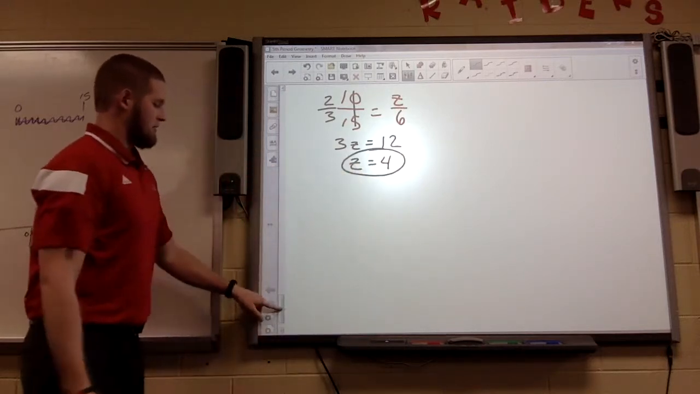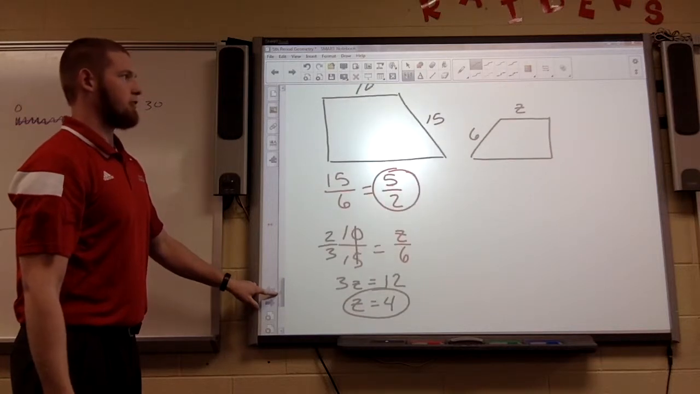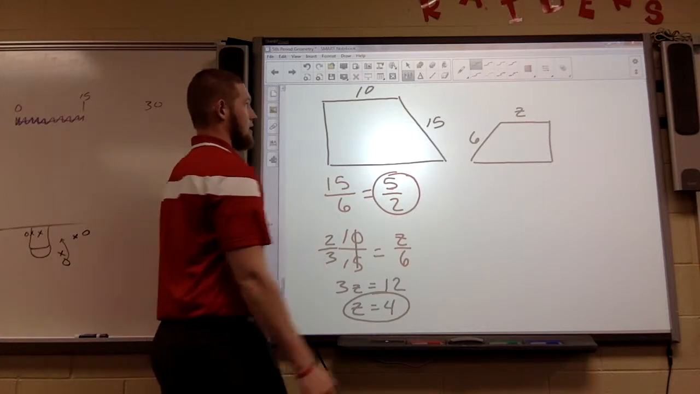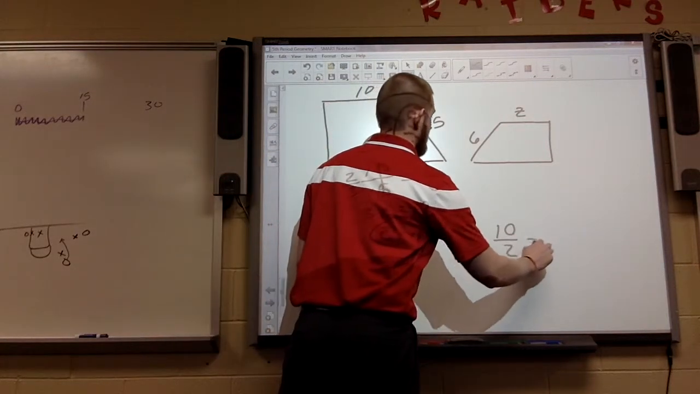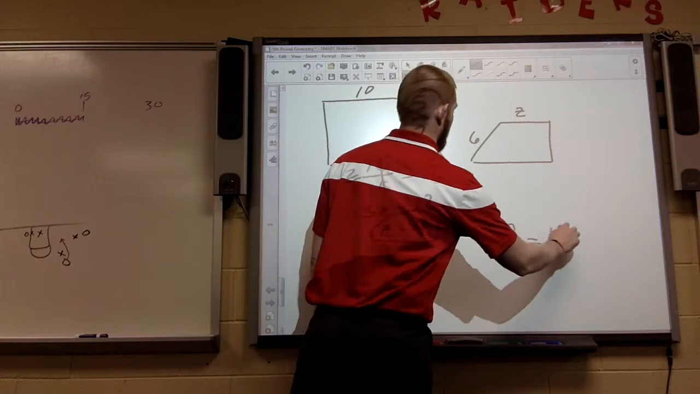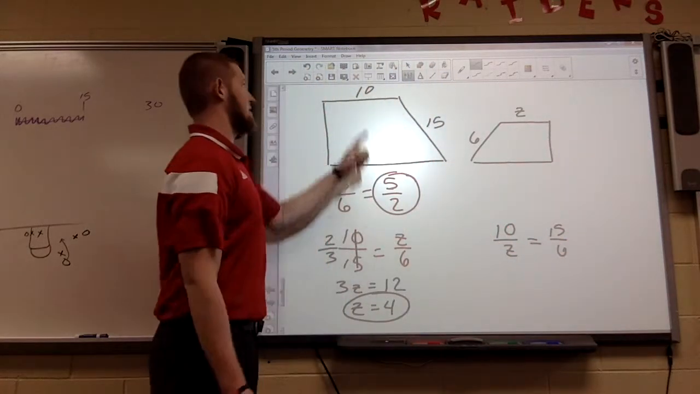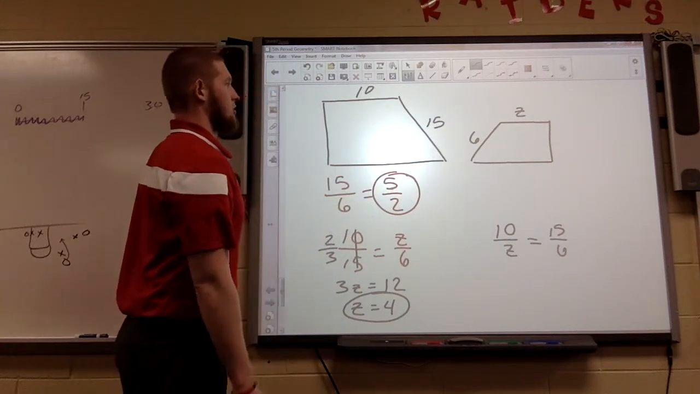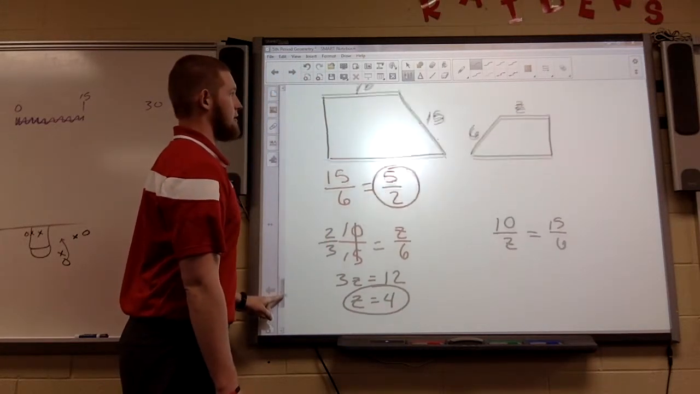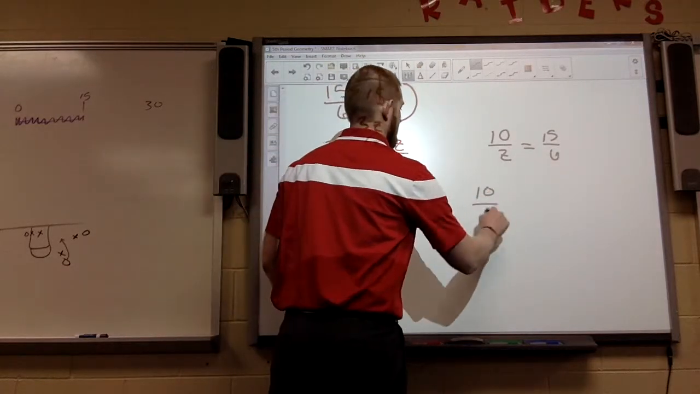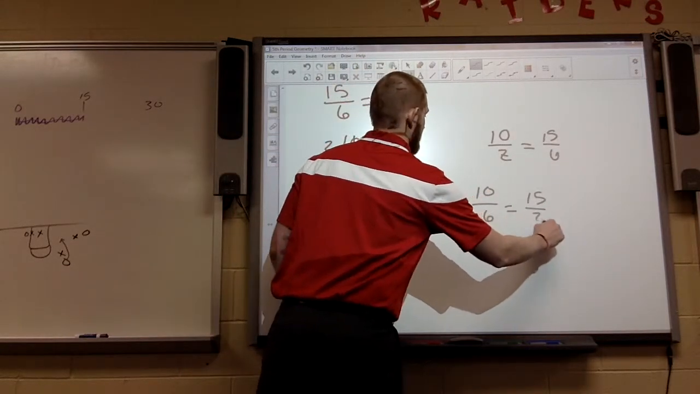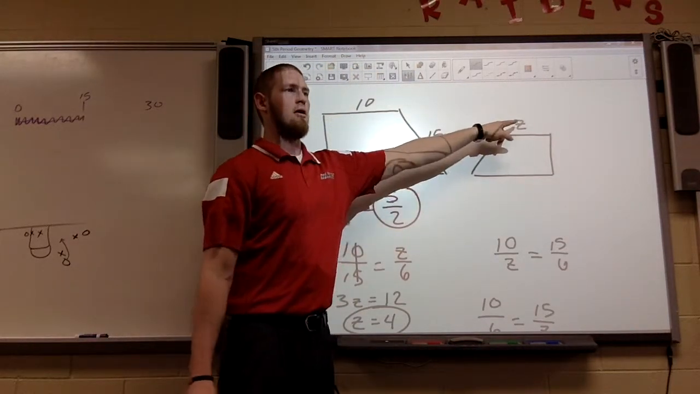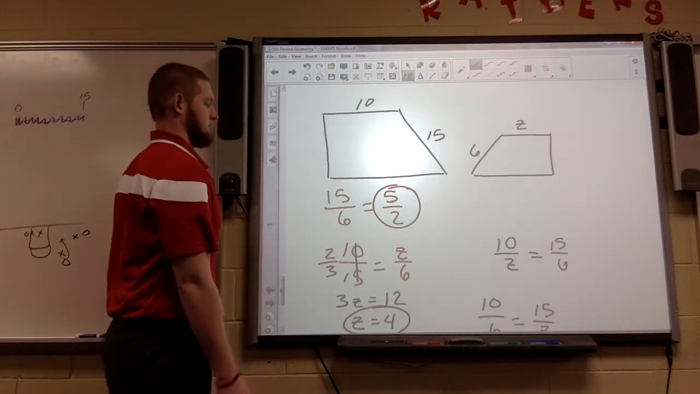Now, again, be careful. Make sure things have a relationship. Could I have done 10 over Z equals 15 over 6? Yes, because 10 and Z are corresponding sides, and 15 and 6 are corresponding sides. Could I have done 10 over 6 equals 15 over Z? Could I compare 10 and 6 and 15 and Z? No. Make sure your stuff has something in common.